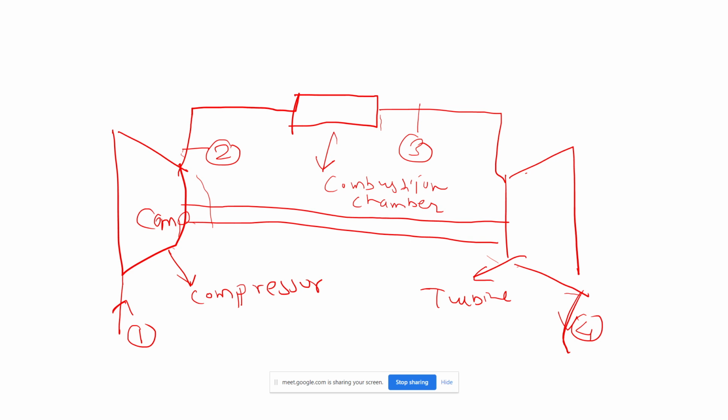Because of the compression, what will happen? Can you tell me? High pressure will rise and temperature also rises. Okay. And what happens to the volume? Volume decreases. Yes, that is right. Because the compressor compresses the air, the temperature and pressure will rise, and volume will decrease.